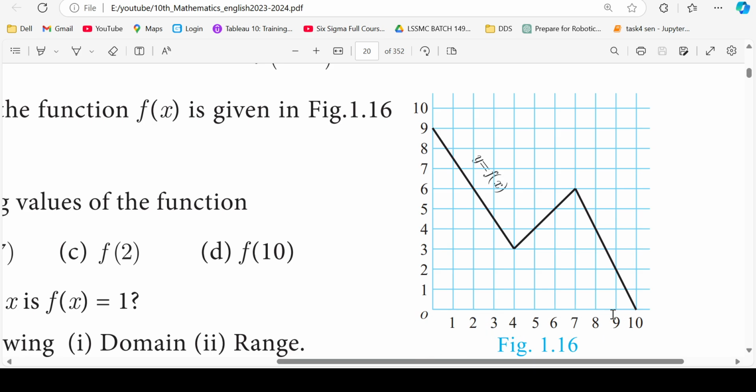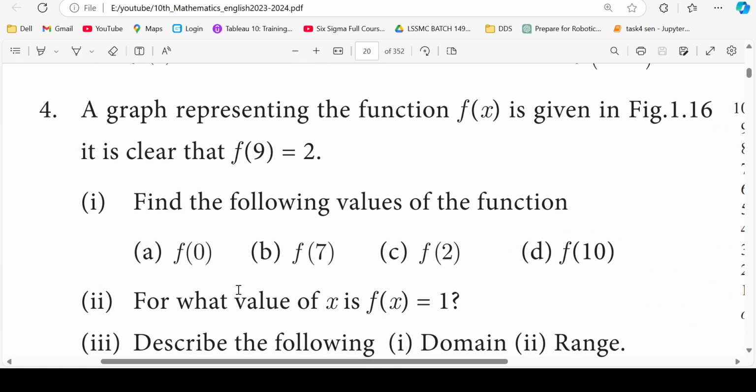X-axis number 9. We need to check at which point the x-axis intersects this function line, based on the y value. We need to find out the y coordinate only. Here this x-axis is intersecting this line at this point. The intersection point is here, and the y coordinate is 2. So the answer is f of 9 is 2.